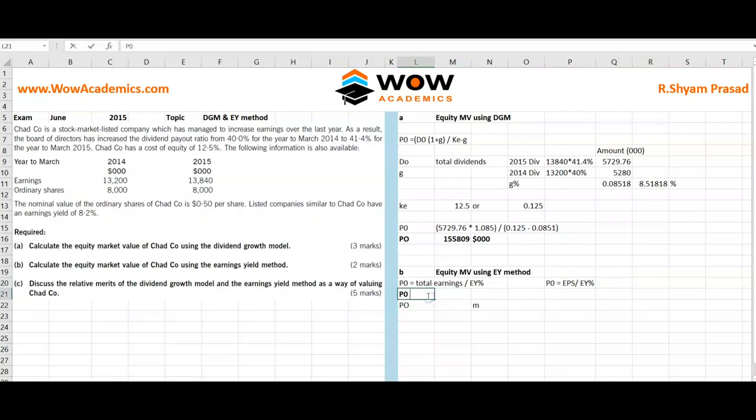So the P0 number is equal to the formula. First we have to get the total earnings. The total earnings is 13,840 divided by the earnings yield. The earnings yield is 8.2%, so we'll put it as 0.082. That will give us our answer.